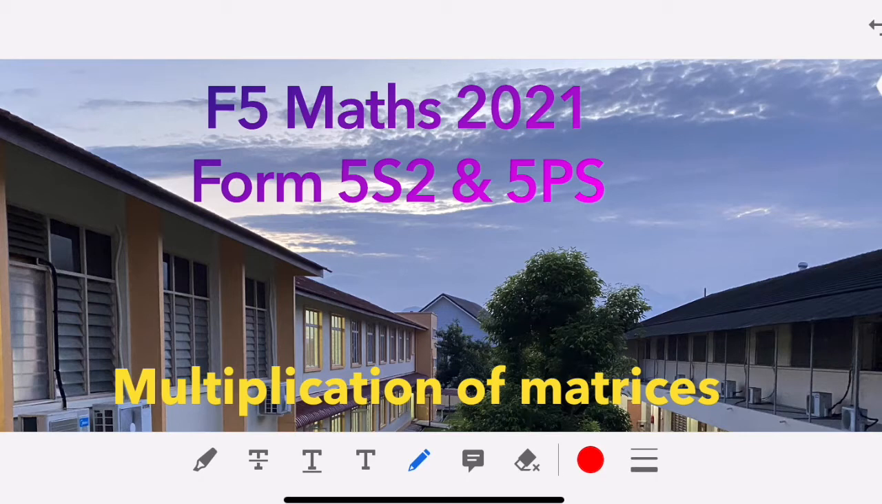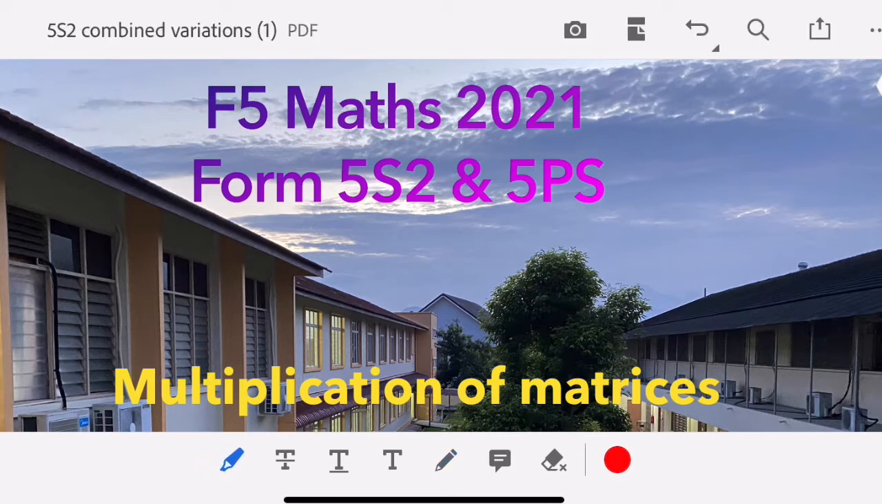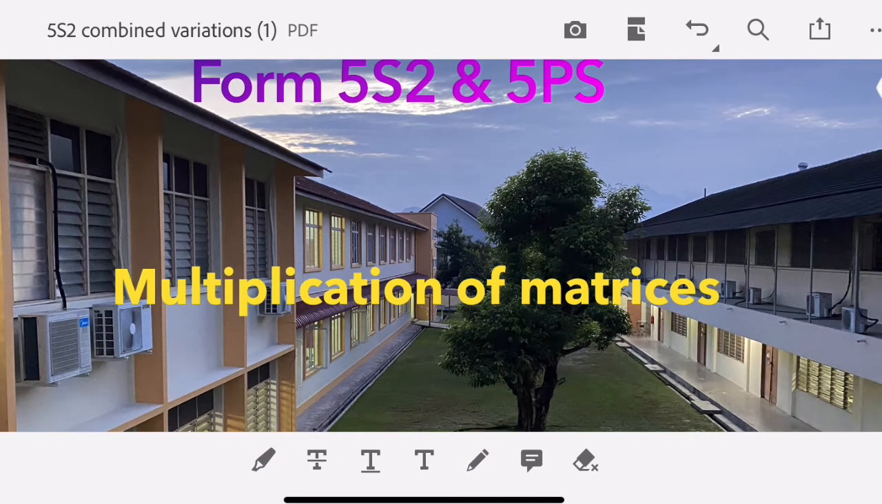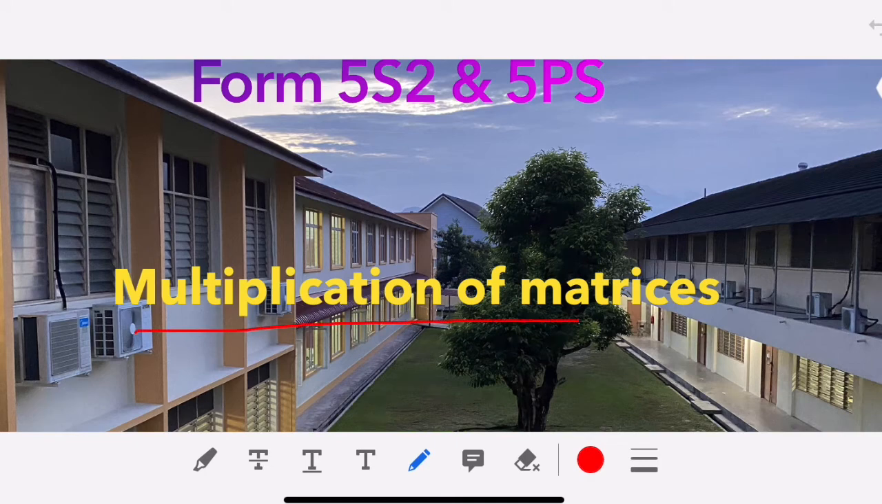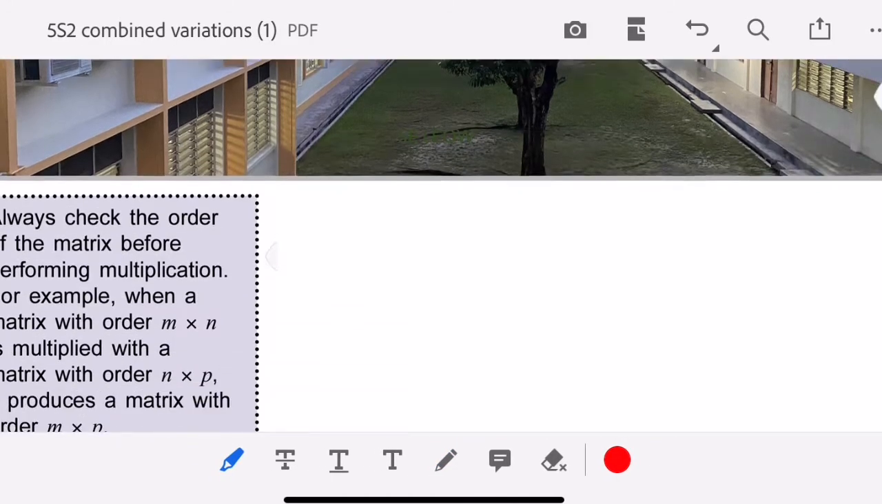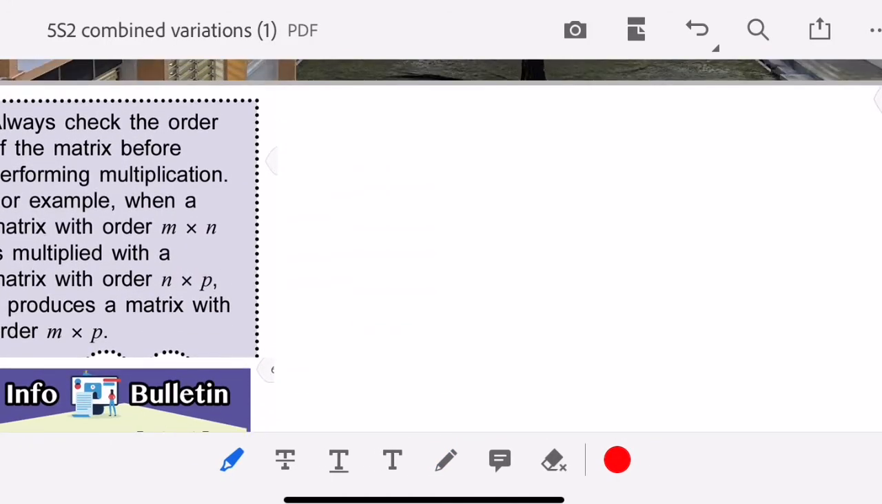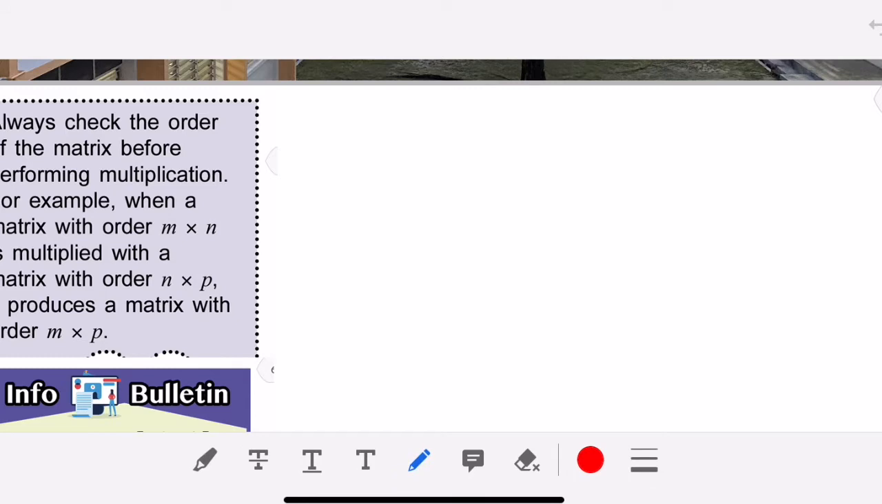Today I'm going to teach you multiplication of matrices. Multiplication of matrices is a bit challenging, so let me teach you how to do it. Before we start, we go through the notes.